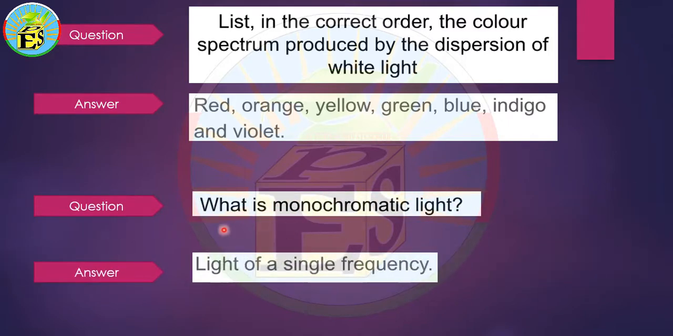Next question: what is monochromatic light? Light of a single frequency. When we have light of a single frequency, we call it monochromatic light. For example, a laser is an example of monochromatic light.